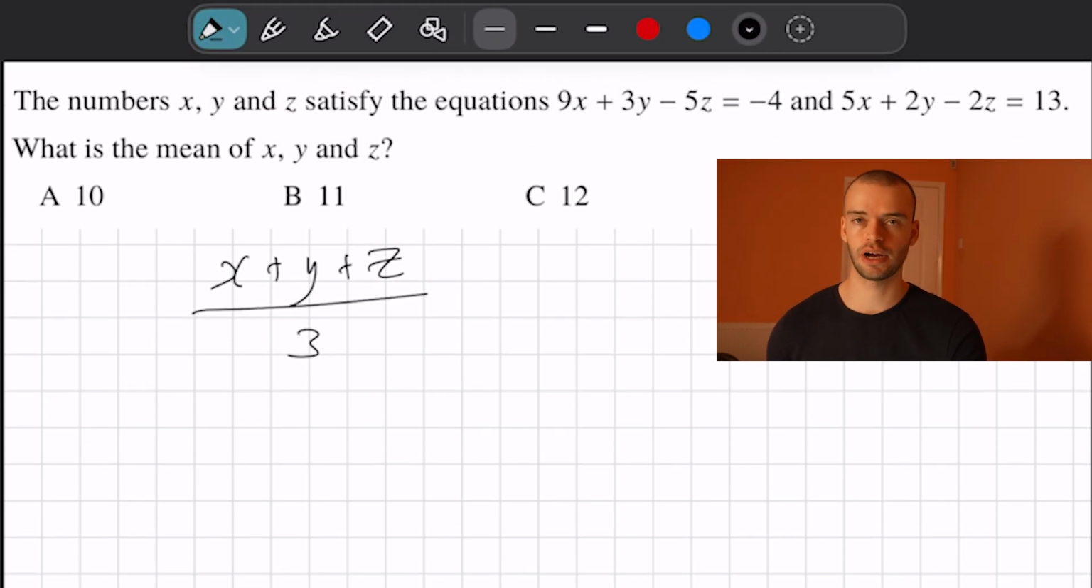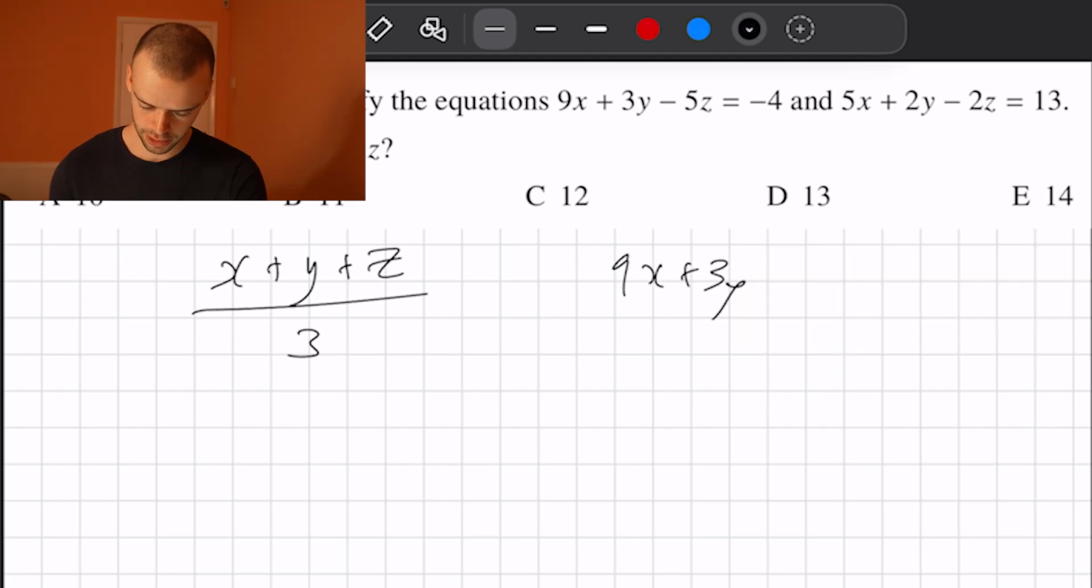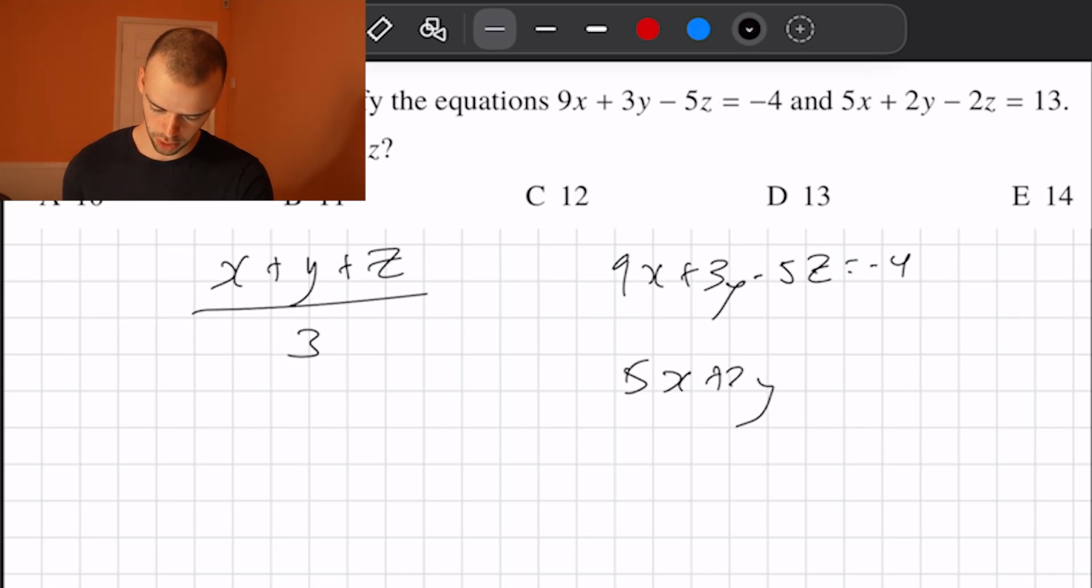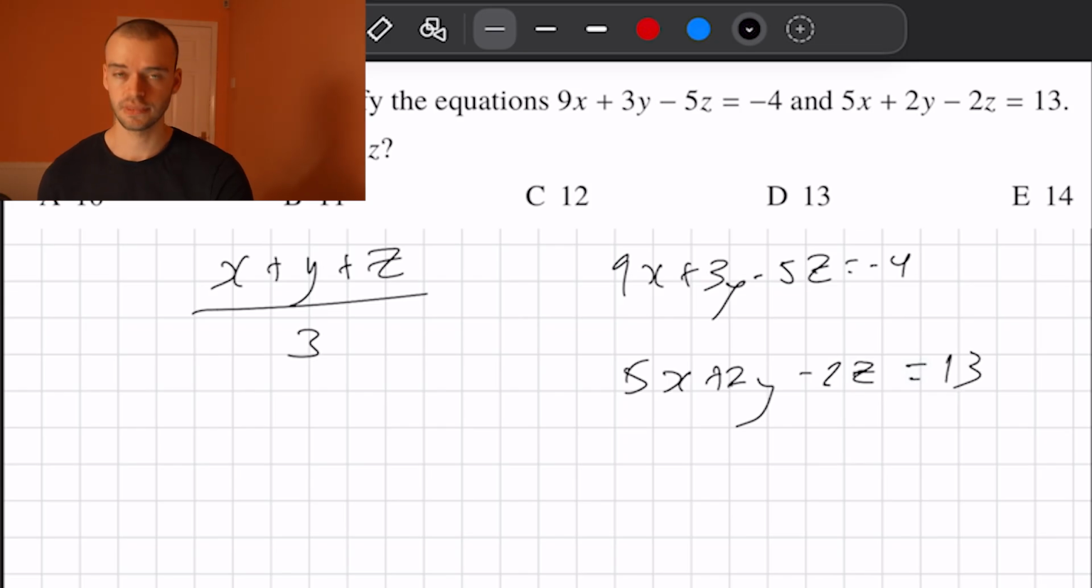I'm just going to rewrite those equations first. So we've got 9x plus 3y minus 5z equals minus 4. And we've got 5x plus 2y minus 2z equals 13. Okay, I don't really know where to start. I think I'm just going to add the equations together and subtract the equations together, and hopefully I get something useful from it. So let's just add the equations together.